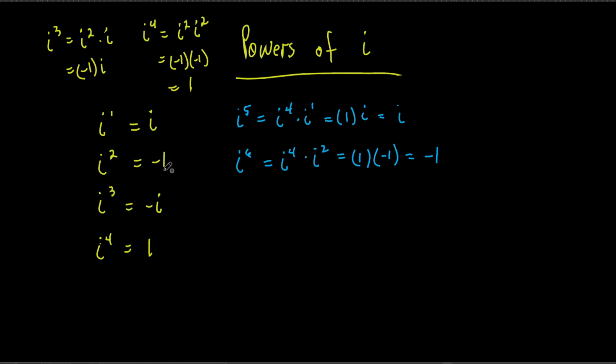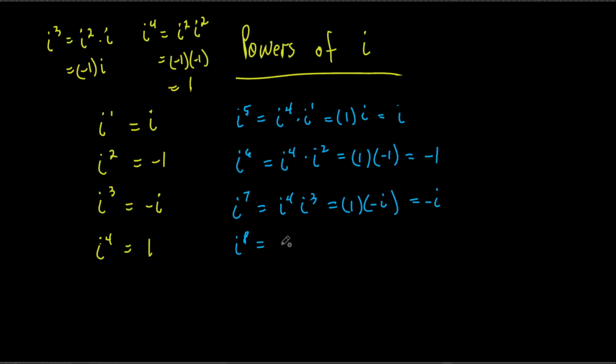What's i squared? It's -1. Let's do the same thing with i to the 7th. So take out an i to the fourth. What are we left with? An i cubed. What's i to the fourth? It's a 1. What's i cubed? It's a -i. What's 1 times -i? It's just -i. It's the same thing as i to the third. Easy, right? Told you it's easy. I wasn't lying, was I?